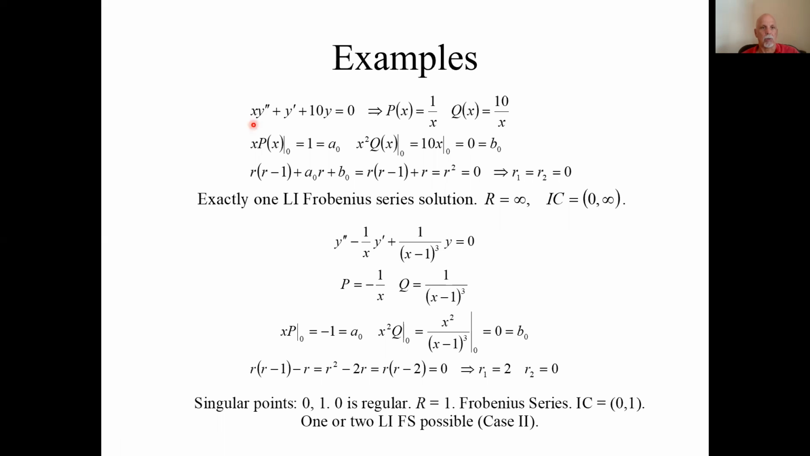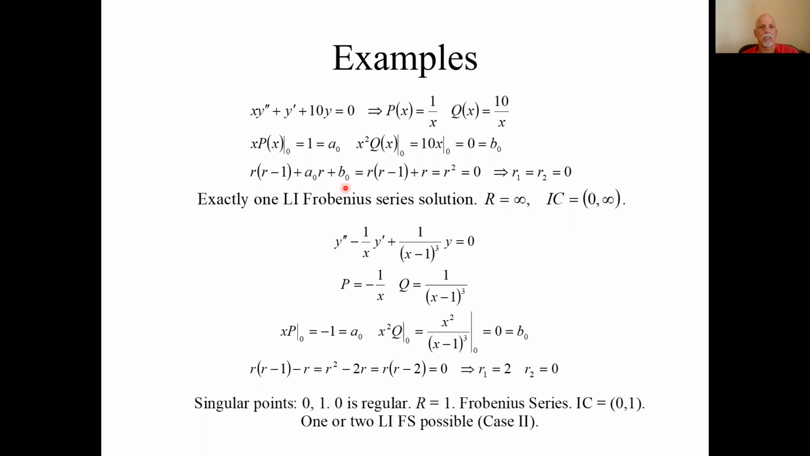Here's our first example, x y double prime plus y prime plus 10y equals 0. In standard form, you can see that p is 1 over x and q is 10 over x. So a sub 0, if I multiply p by x, I get 1. A sub 0 is 1. If I multiply q by x squared, I get 10x. X equals 0, that's 0. So b sub 0 is 0.